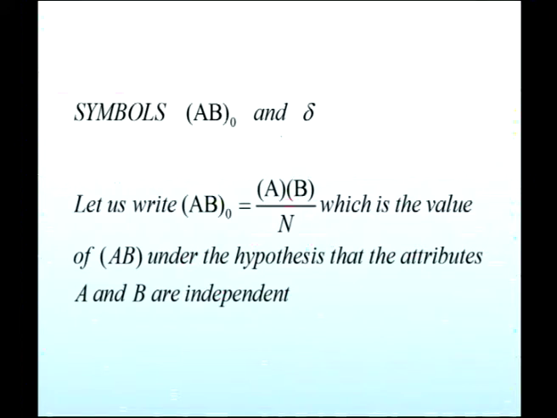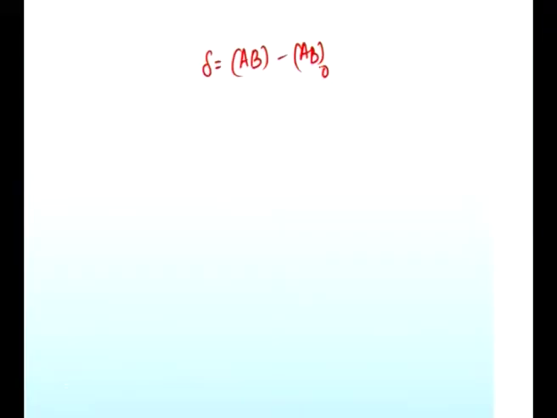To go further with the independence, we need these notations AB naught and delta. Let us write AB naught is equal to bracket A into bracket B divided by n. Bracket A stands for the class frequency of the persons possessing the attribute A, and bracket B represents the class frequency of the attribute B. And capital N is the total number of members in the population. This is the value of AB under the hypothesis that the attributes A and B are taken to be independent. And then we will write delta. What is delta? Delta is equal to AB minus AB naught. That is, the excess of AB over AB naught is represented as delta.